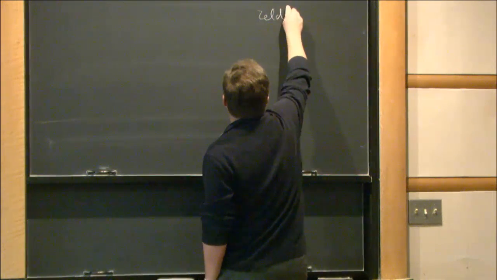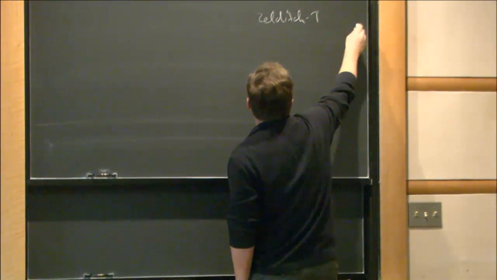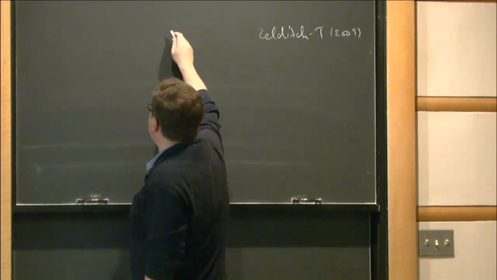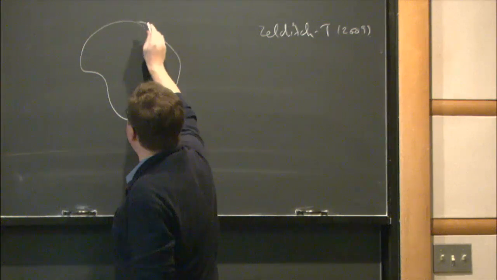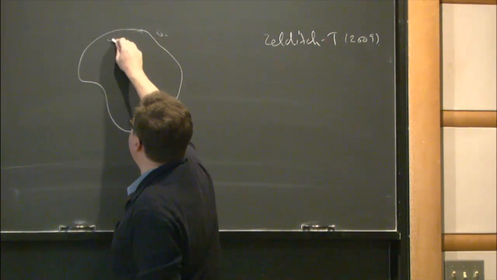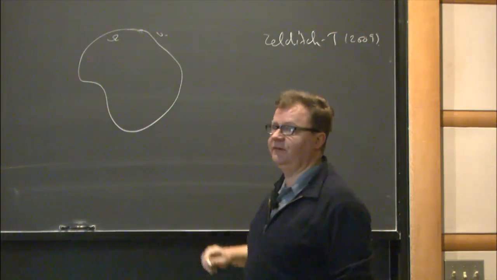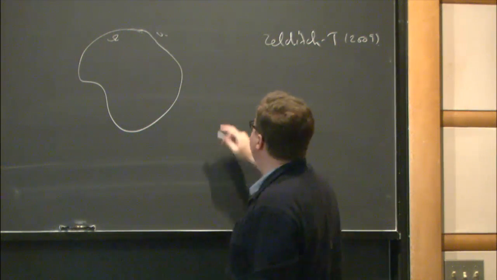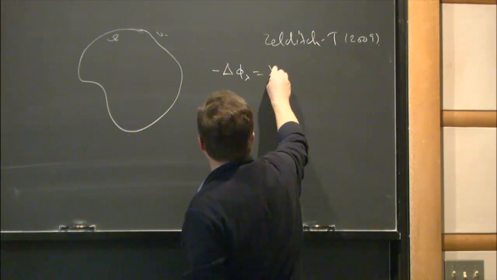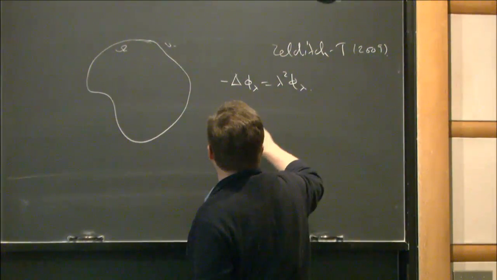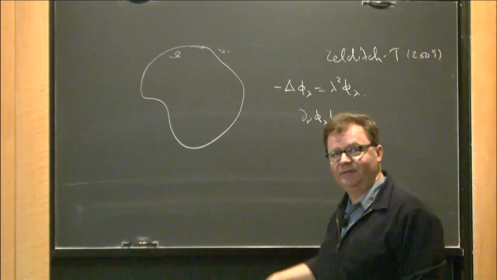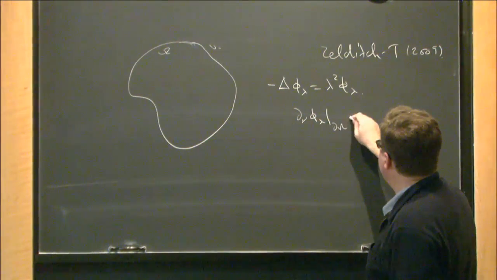There's a paper by Zelditch and myself in about 2009 where we considered the following problem. You take an analytic domain. It could be piecewise analytic, but let's suppose it's analytic. Okay, so here's my omega. The boundary's piecewise analytic. And so, for simplicity, let's consider the eigenfunction problem with Neumann boundary conditions. You can do Dirichlet, but it's easier to talk about Neumann.